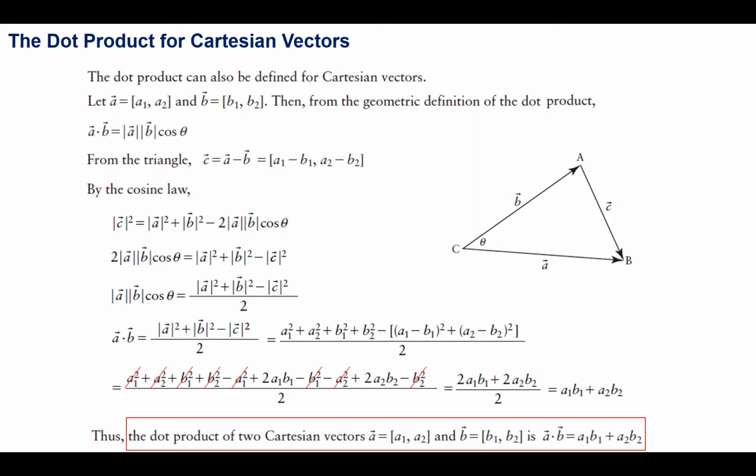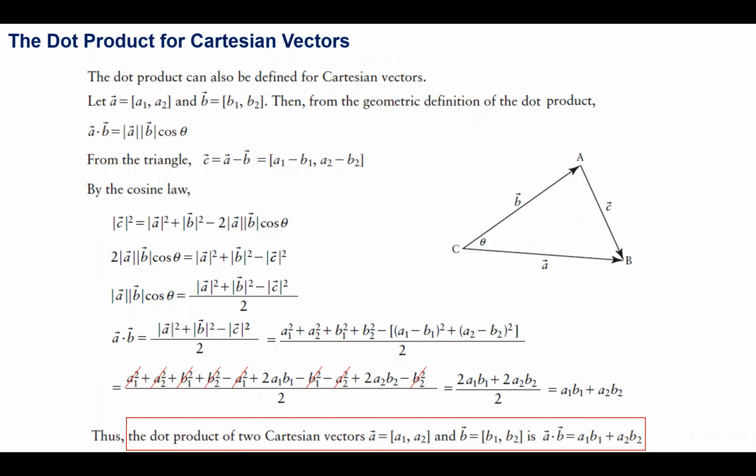From the triangle on the right, we know vector C equals A minus B, which is A1 minus B1, A2 minus B2, right? Therefore, by the cosine law, we know the magnitude of C squared equals magnitude of A squared plus magnitude of B squared, minus 2 times the magnitude of A times magnitude of B times cosine theta. Then that gives us magnitude of A times magnitude of B times cosine theta equals magnitude of A squared plus magnitude of B squared minus magnitude of C squared over 2.